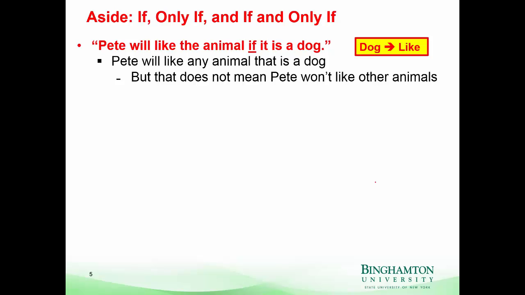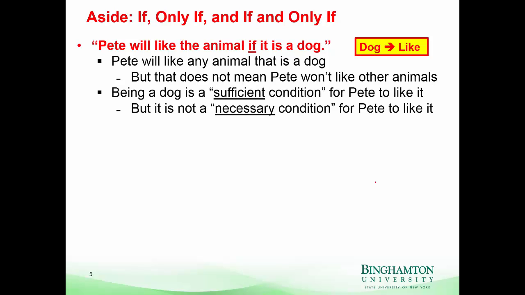But that doesn't mean that Pete won't like a cat. So there could be other animals that Pete also likes. So you can't say, Pete likes this animal, therefore it must be a dog. Can't do that if the only statement you know is Pete will like the animal if it is a dog.